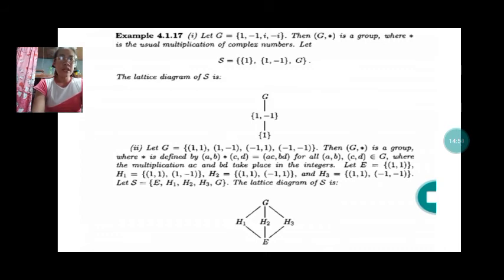The lattice diagram of S is, so this is the lattice diagram. So the G has its parts H sub 1, H sub 2 and H sub 3 and E.